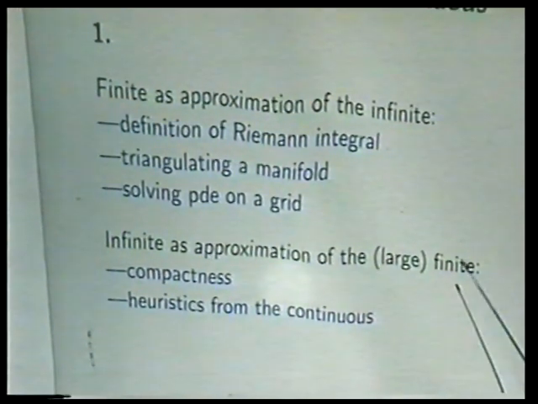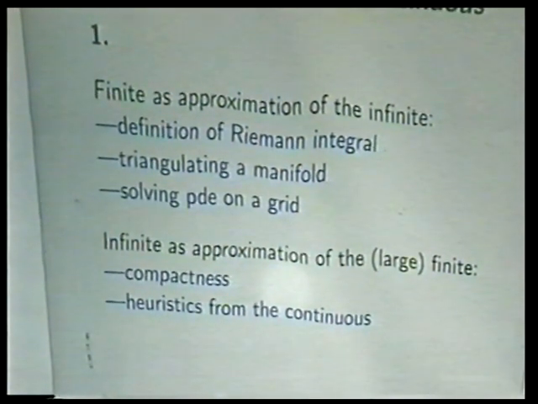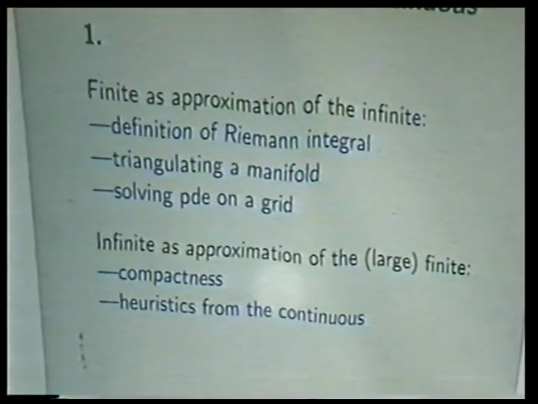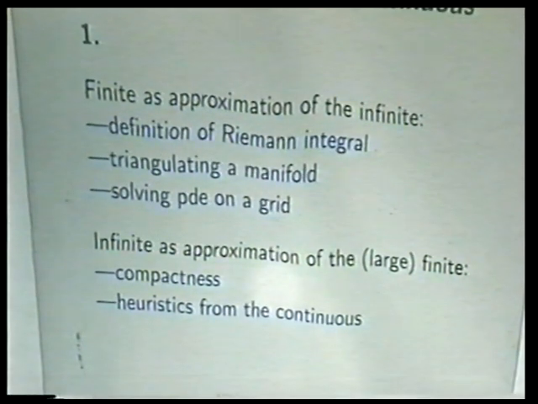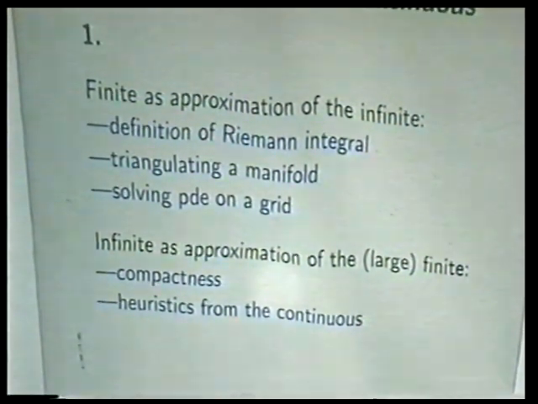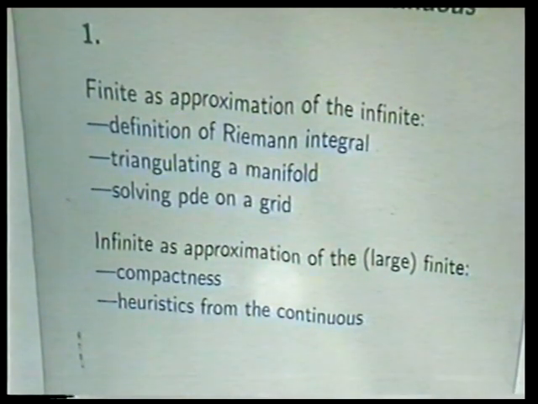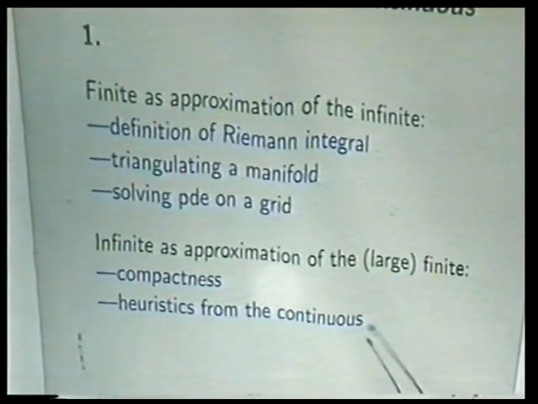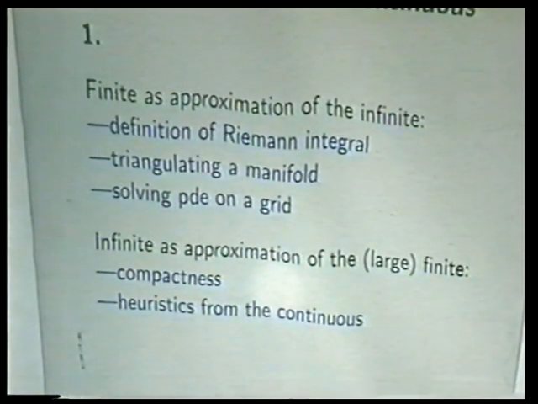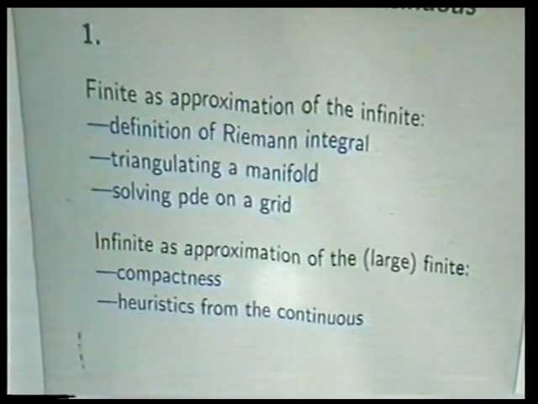Also, a little bit more subtle idea is that infinite is often an approximation of the large finite. And in some cases, that can be made completely exact, like compactness theorems. If you know something for the infinite, for example, it's easier to prove Ramsey's theorem for the infinite, but by some general principle called compactness, it implies the finite version. And then, of course, often you use heuristics from the continuous to prove discrete theorems or to understand what's going on.